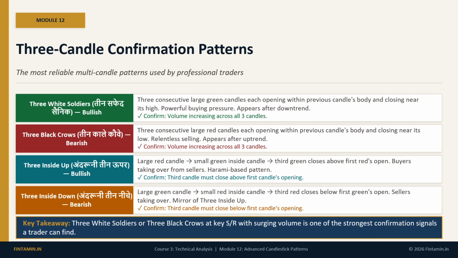3 black crows. 3 consecutive large red candles, each opening within the previous body and closing near its low. Relentless selling over 3 sessions. Very bearish after an uptrend. Volume increasing is confirmation.